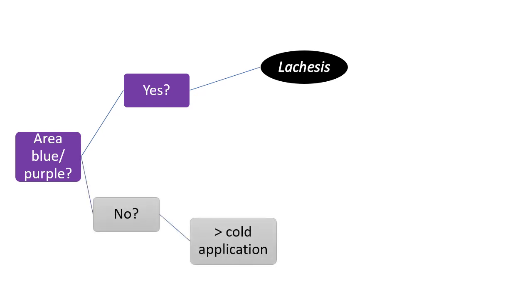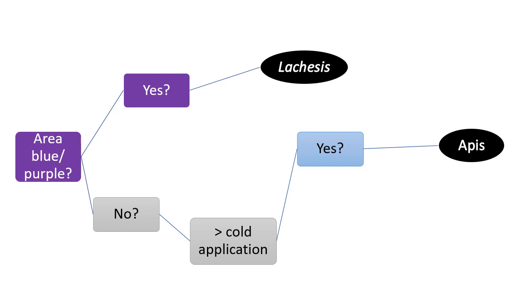If the area is not purple or blue, just check if it is better with cold application. That sign which you see before the word cold, which is a greater than sign or a caret as we call it, signifies better in homeopathic shorthand. If yes, then apis. Apis is another poison which is derived from the honey bee. Typically, apis boils will be pink in color and they'll be painful.